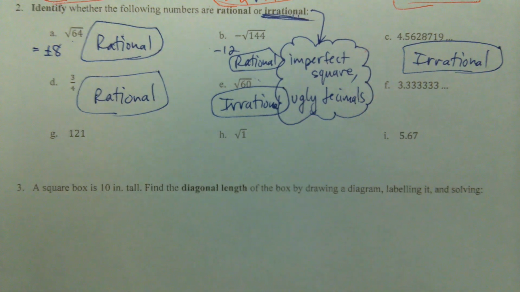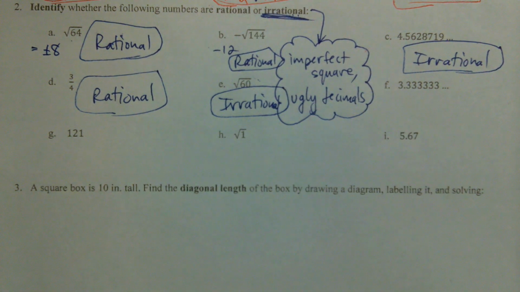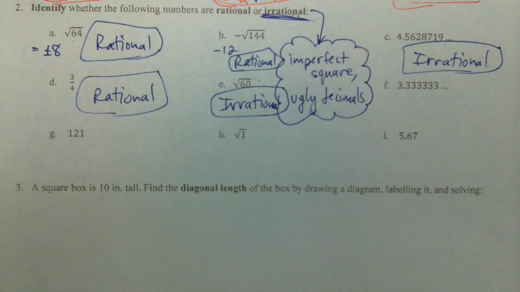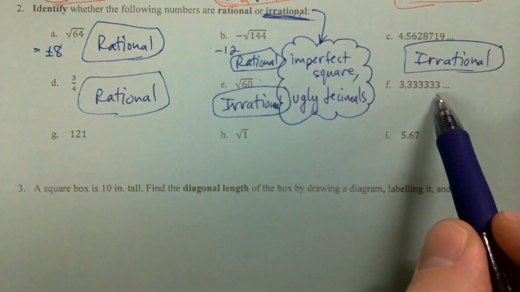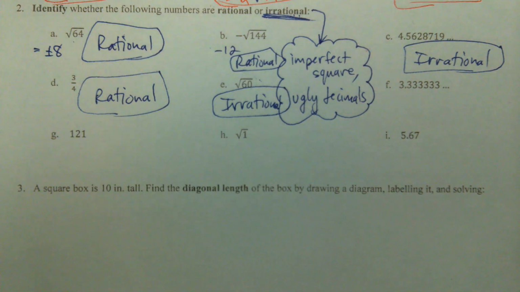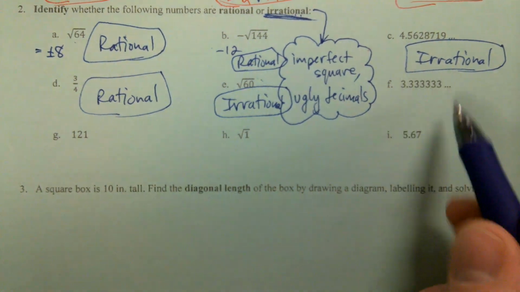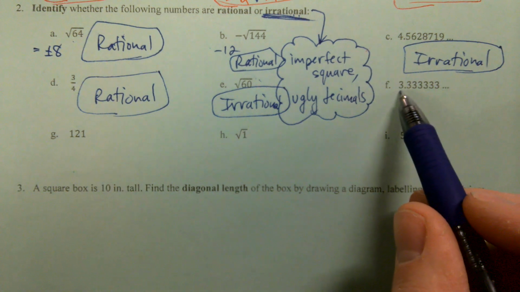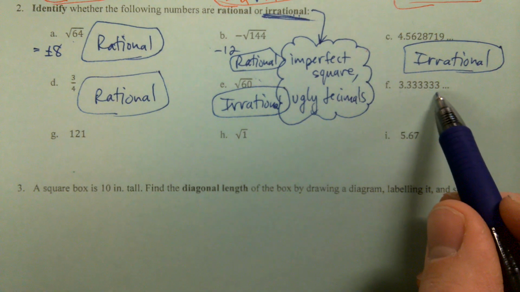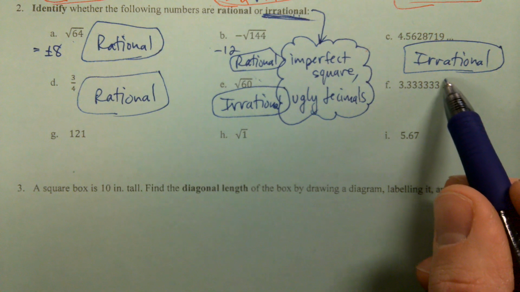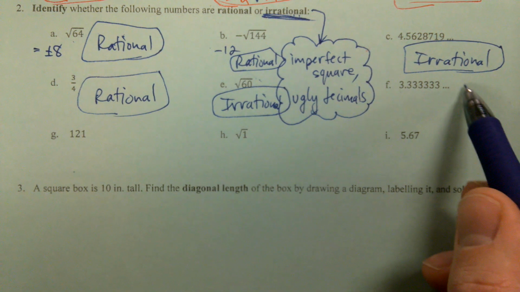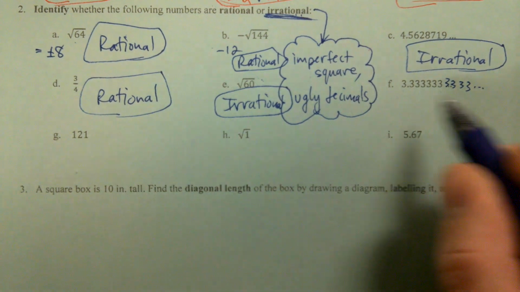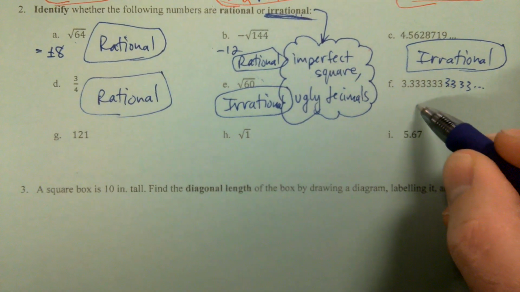Now look at F. What do you see in F? It's an irrational number. Now this is where we gotta be careful, okay? You look at that and you see the dot, dot, dot, and you go, oh, that must be irrational. But this is not an ugly decimal. This is a pretty decimal. Because I've got 3.333333. Anyone want to take a guess at what the next four numbers in this decimal are going to be? 3333. If we can predict the pattern, it is rational.